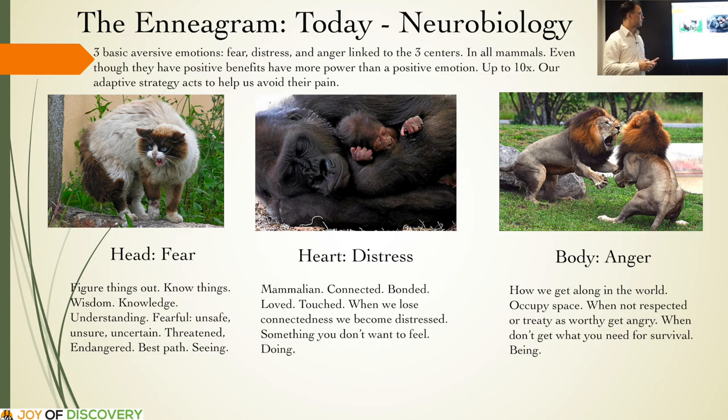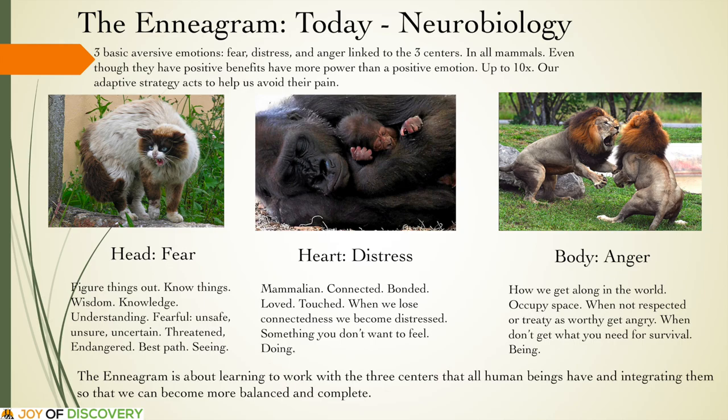For us, the body is about how we occupy our space. And we get angry when we don't get respected or treated as worthy. And when you're going to get what you need for survival, when you get your food, when you're hungry, you get angry. The body center is linked to being. It's about being present and taking up space and how you show up in the world. So the Enneagram is about learning to work with all three centers that all human beings have and learning how to integrate them so we can become more balanced and complete as individuals.